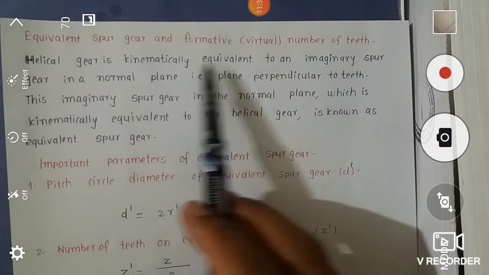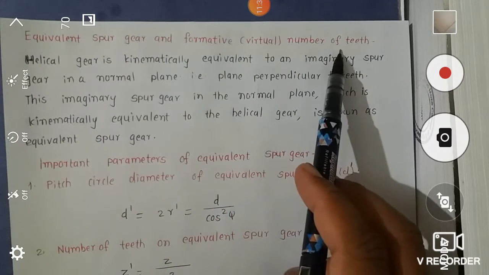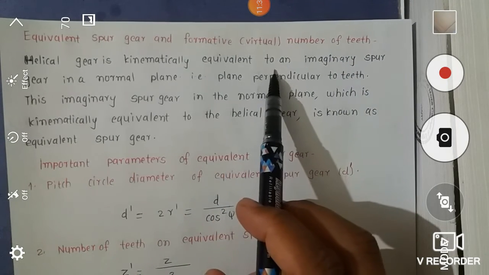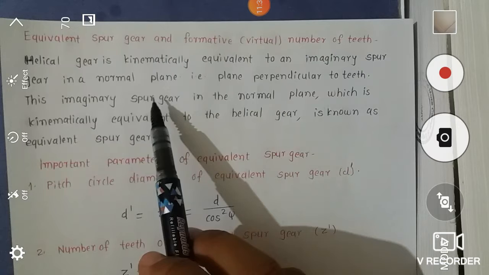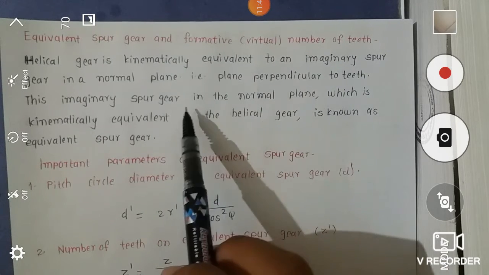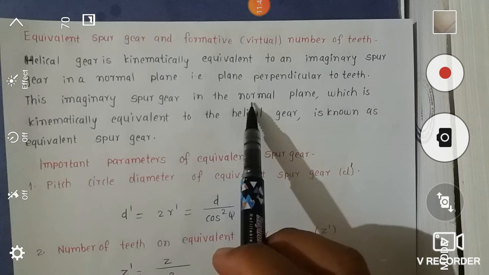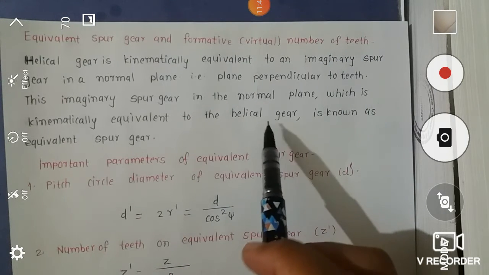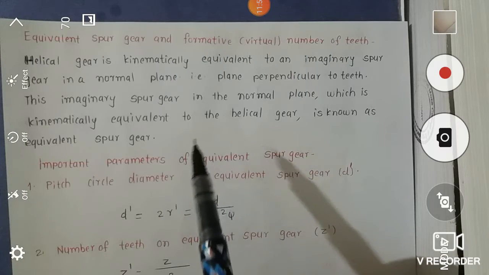So equivalent spur gear and formative or virtual number of teeth. A helical gear is kinematically equivalent to an imaginary spur gear in a normal plane, that is the plane perpendicular to the teeth. This imaginary spur gear in the normal plane, which is kinematically equivalent to the helical gear, is known as the equivalent spur gear.